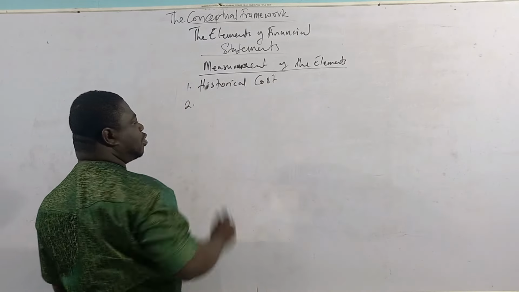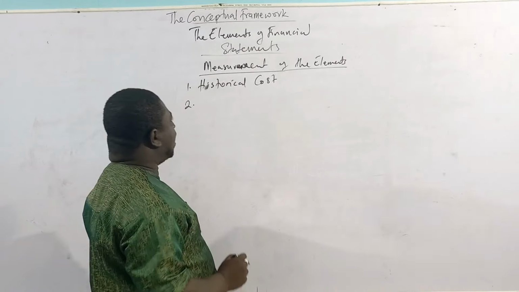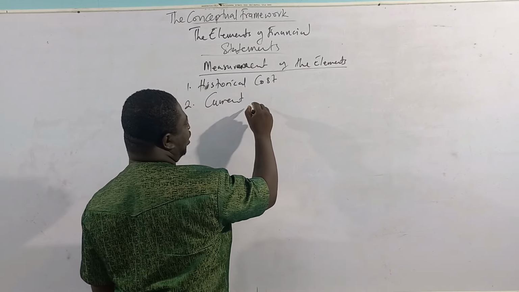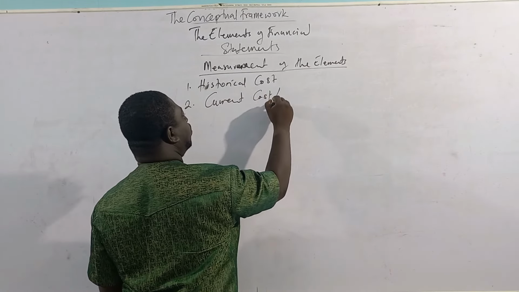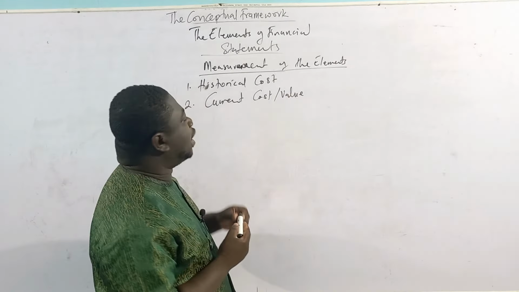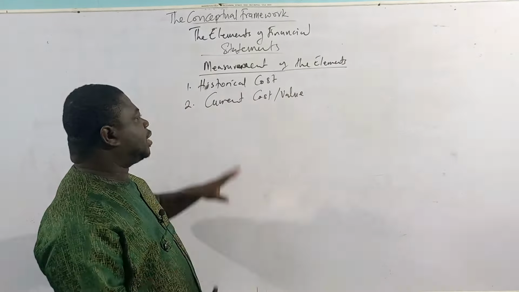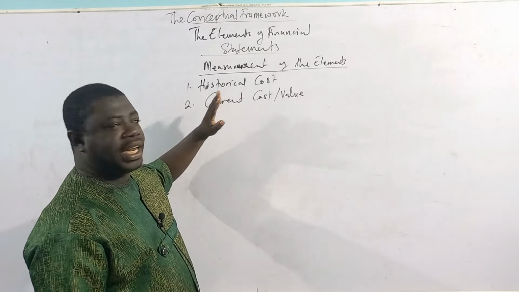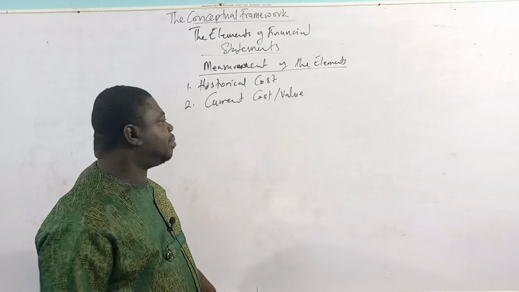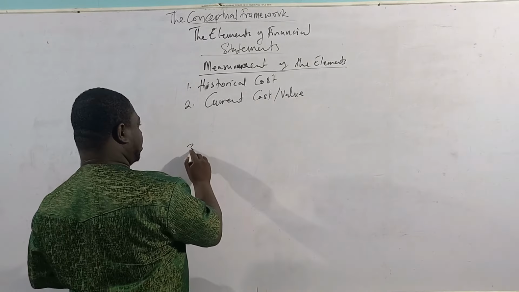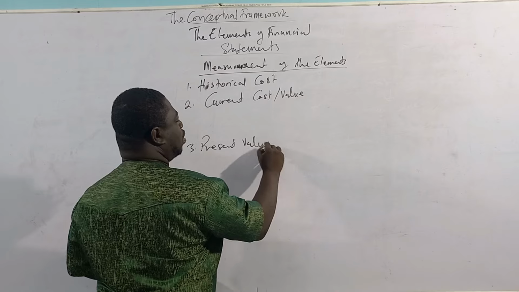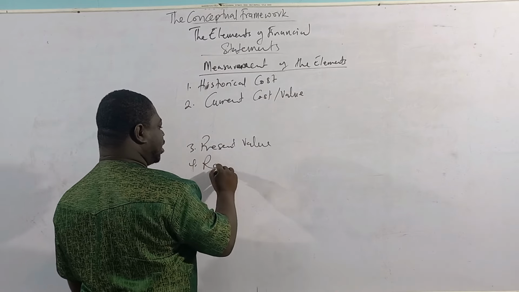And then the conceptual framework also discusses the current cost or the current value basis. In fact, these are the two key ones that are discussed in the conceptual framework. But there are other two that it also talks about. That is the present value and the realizable value.